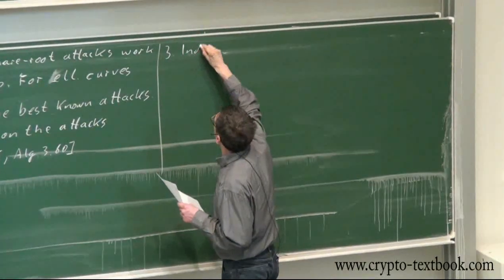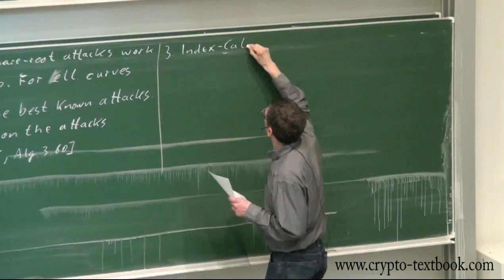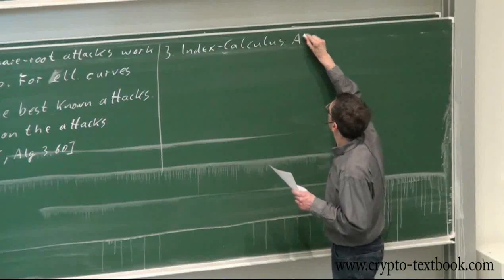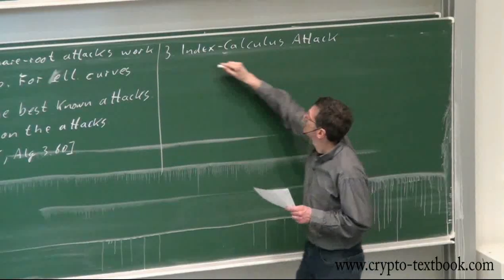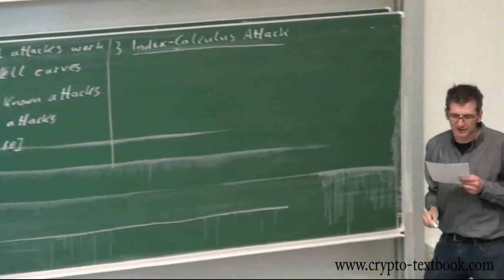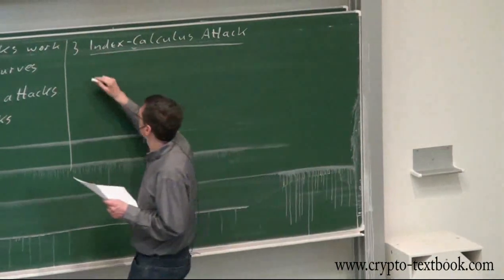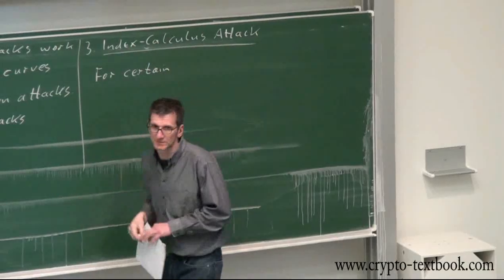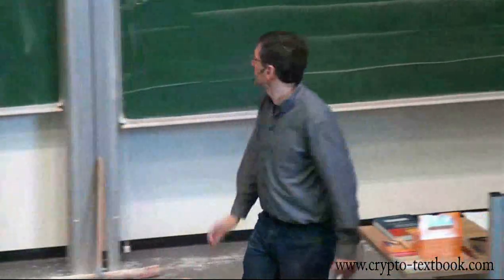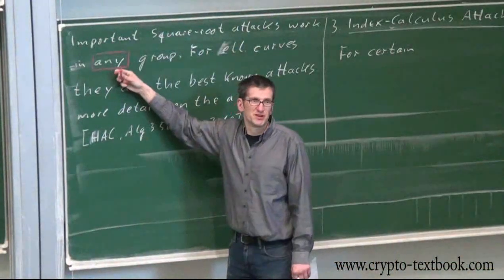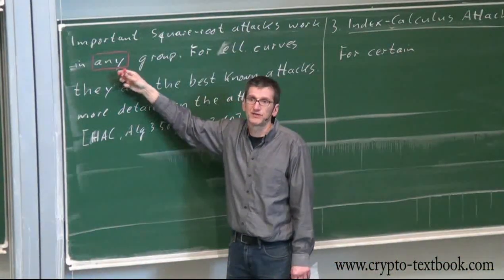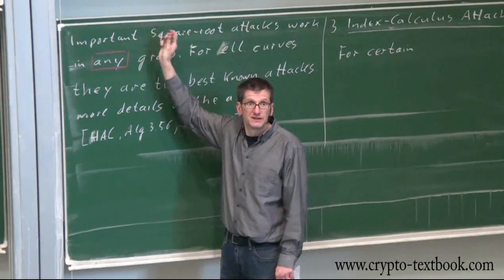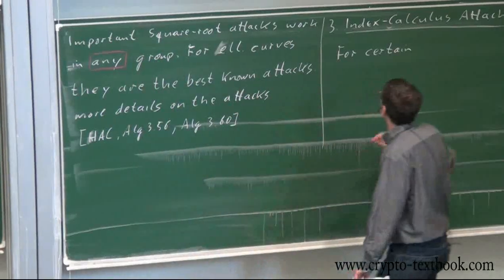Third are index calculus attacks. Okay, what is that? Remember, you probably noticed this red box here. This was for any group, for any discrete logarithm system, these square root attacks work, including elliptic curves.